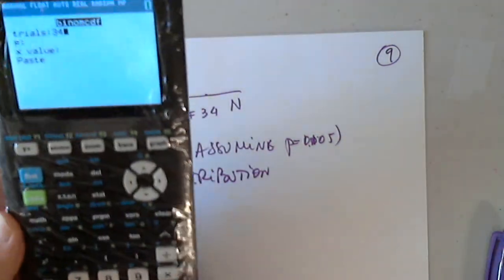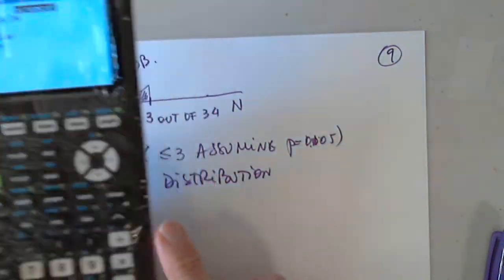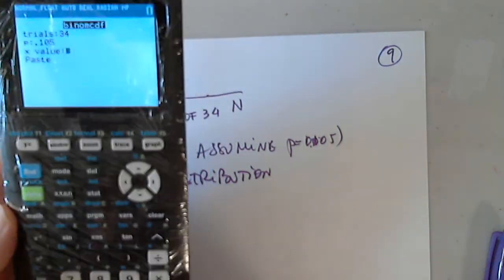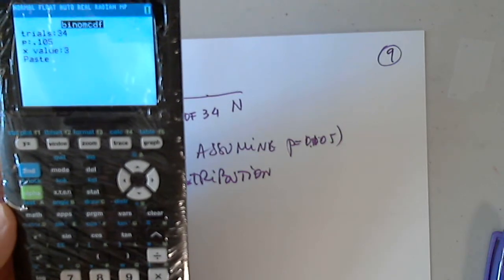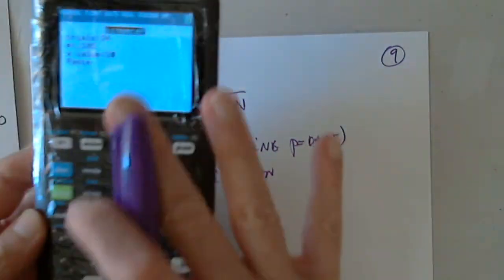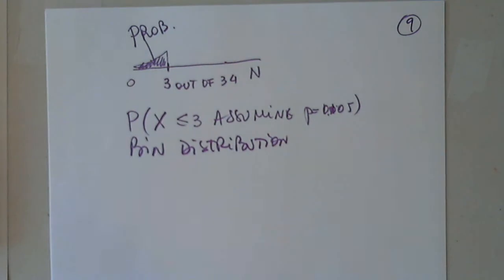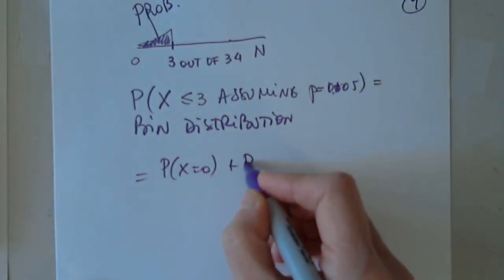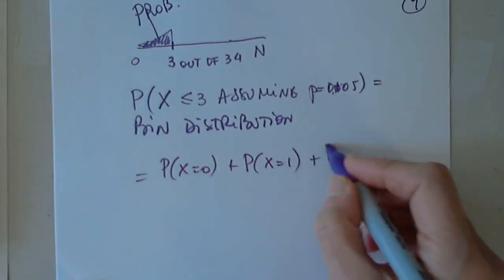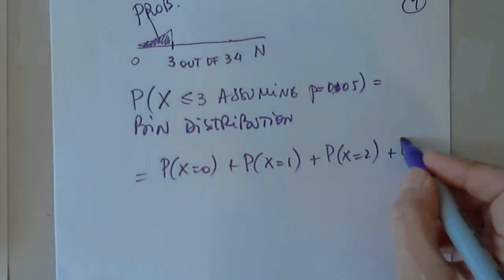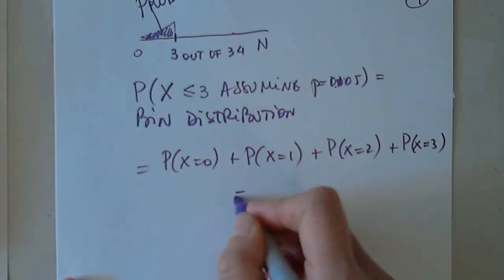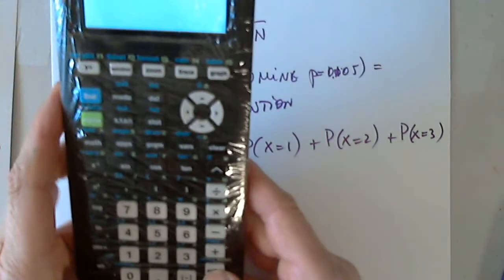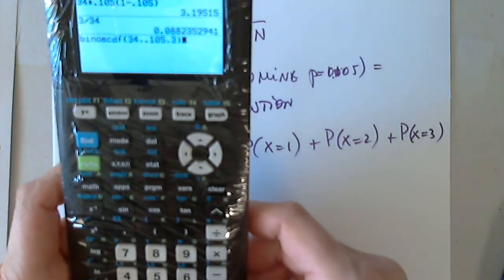Number of trials, 34. Probability, 0.105. And the X value is 3. Before I even click enter, let's see what this means again. The probability that X is 0, plus the probability that X is 1, plus the probability that X is 2, plus the probability that X is 3. You should add all these 4 probabilities up and press enter.